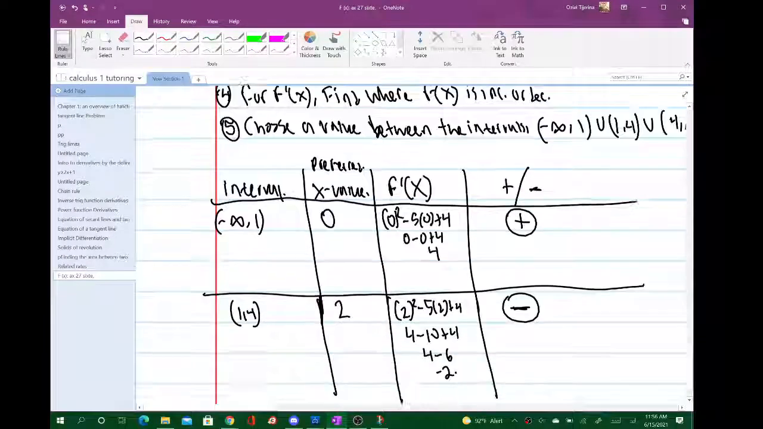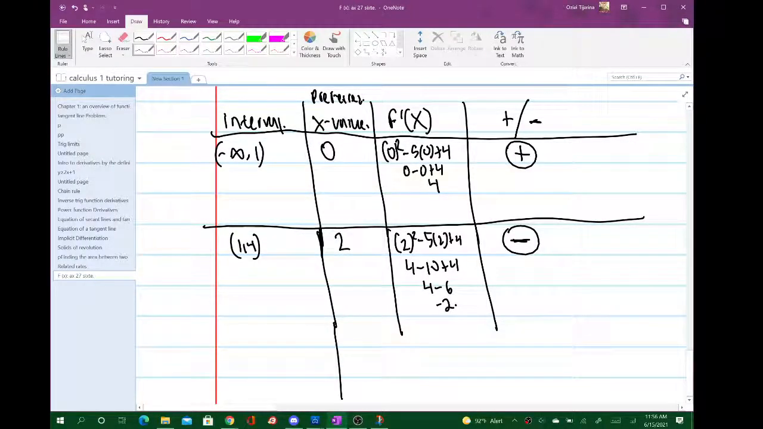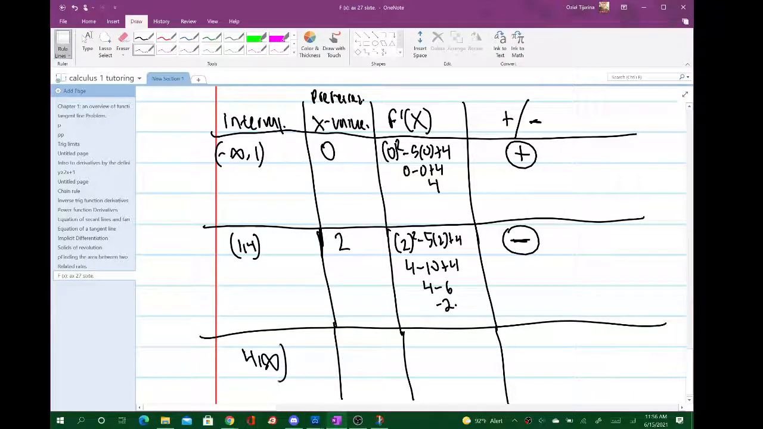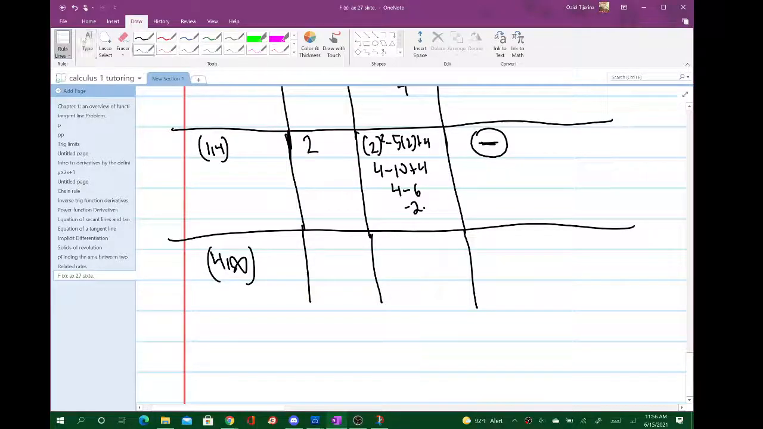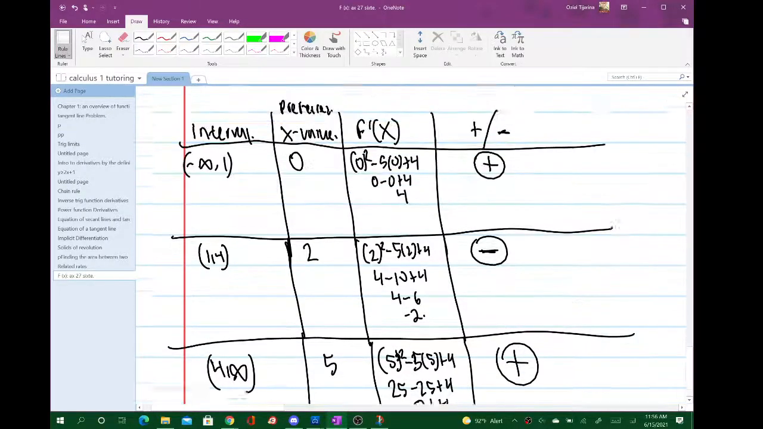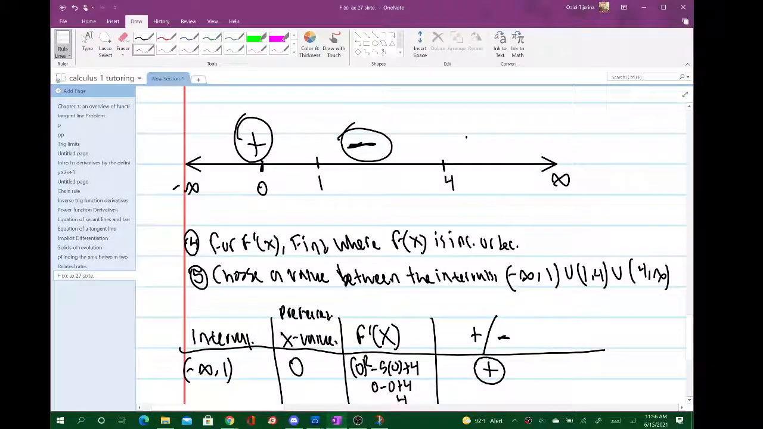And then from 4 to infinity, I can say x equals 5. 5 squared minus 5 times 5 plus 4, that's 25 minus 25 plus 4, which is 0 plus 4, which is positive 4. So that means that over here it is positive.